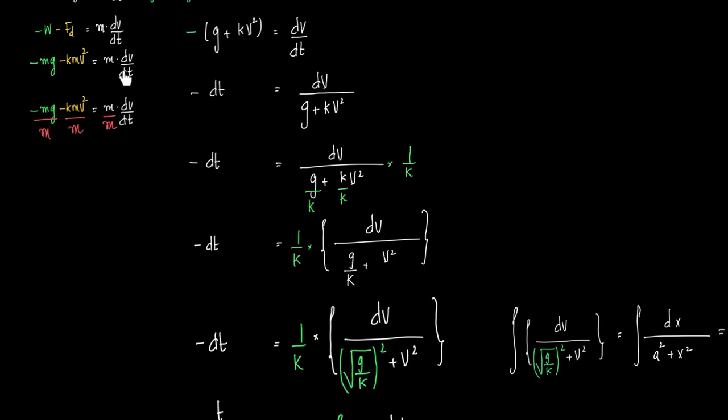Now, I'll divide this complete equation by m. So what we get is minus mg by m minus kmv square by m is equal to m by m into dv by dt. m by m is 1, so these terms cancel off. I can take one negative common, so what I get is negative of g plus kv square is equal to dv by dt. Then I'll transpose this complete term g plus kv square to the right hand side. So we get dv by (g plus kv square) is equal to minus dt.